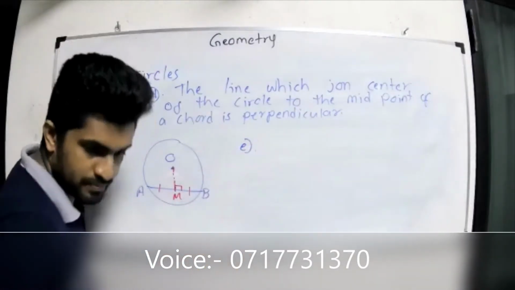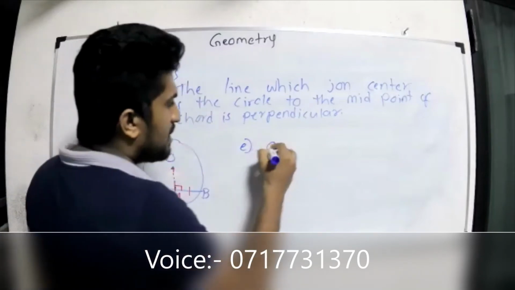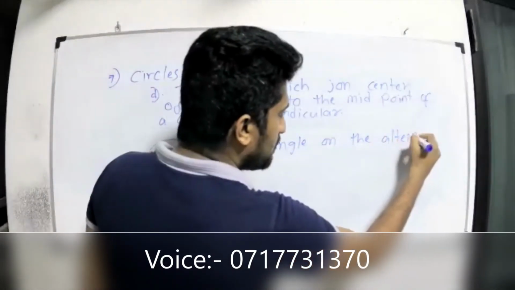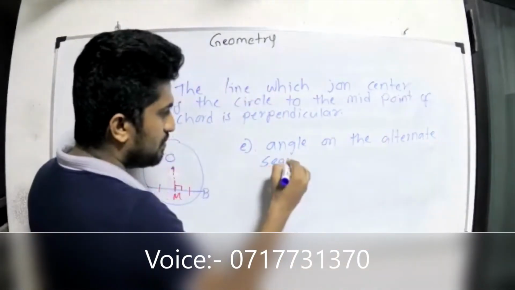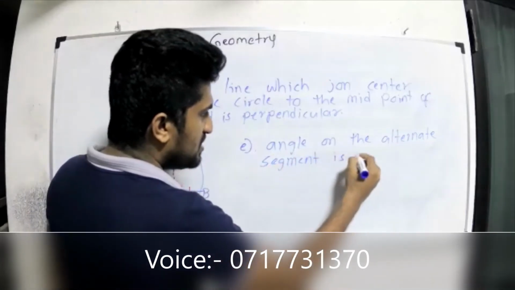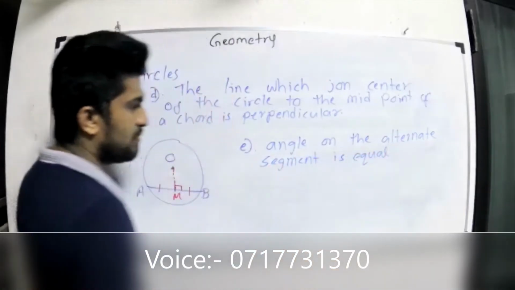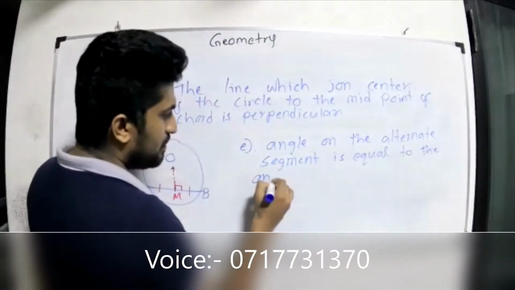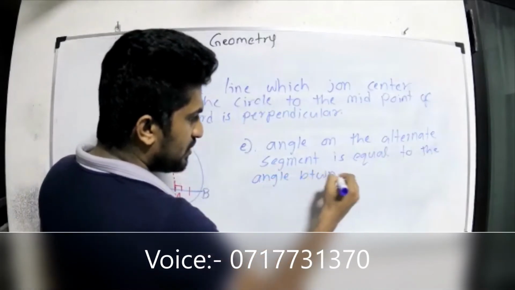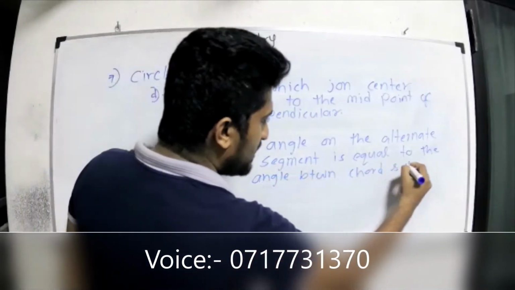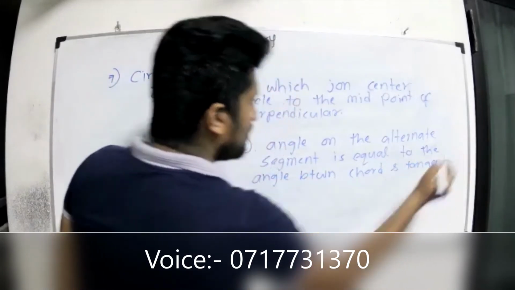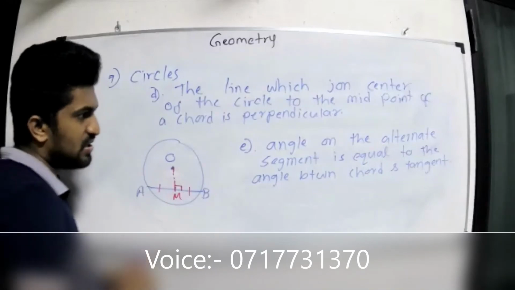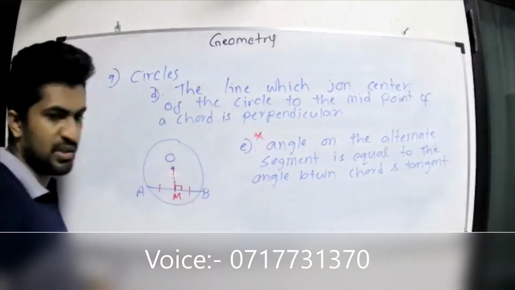E. Angle on the alternate segment is equal to the angle between chord and tangent. Angle between chord and tangent. Because this one is a new thing which they added into your syllabus.